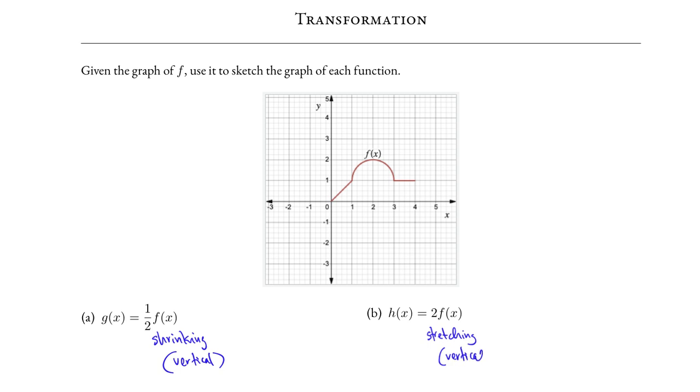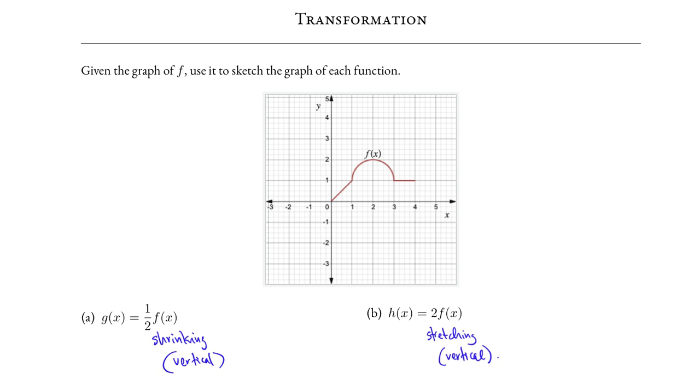And so g is the vertical shrinking of the original graph, and so it will make the graph shorter. And h is the vertical stretching of the original graph, and so it will make the graph taller. For the transformation to be done correctly, the scale needs to be maintained. The shape will be proportional.